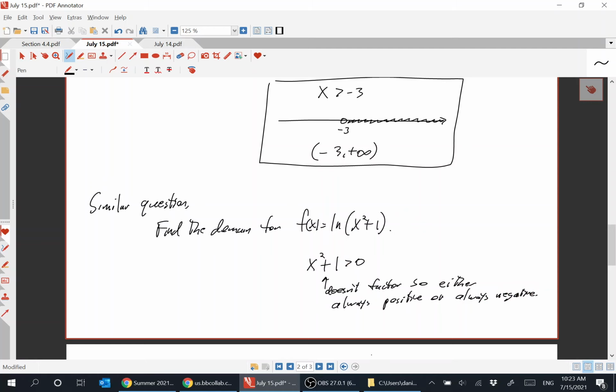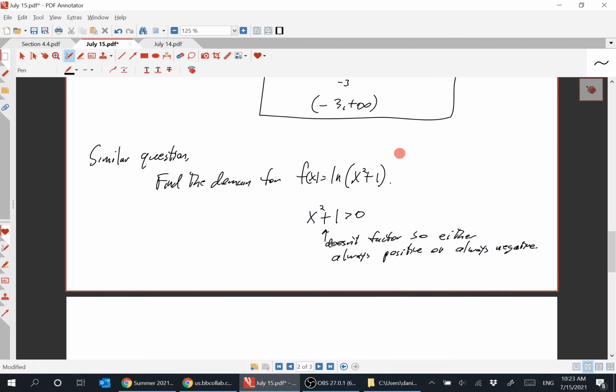Well, this one is what? Always positive or always negative? Well, 1 is positive and x squared is bigger than or equal to 0. So when you add them together, this is positive. All right, so the domain for f(x) equal to natural log of x squared plus 1 is all real numbers.